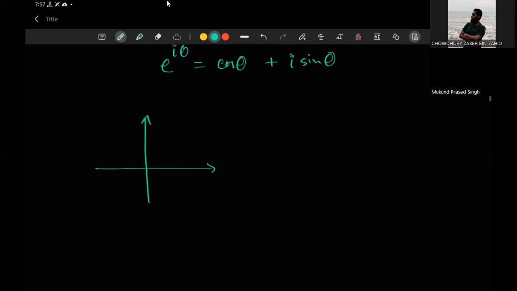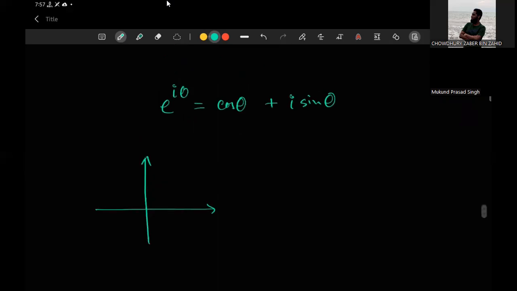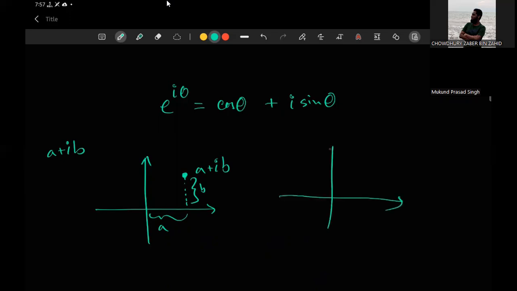Remember complex numbers. If we have a complex number a plus ib, the way we plotted it was that this point is a plus ib. That means the horizontal distance is a and the vertical distance is b, right? Geometrically speaking, this point is a plus ib. And if you use polar coordinates for that, you can write that the distance from the origin is r and the angle is theta.